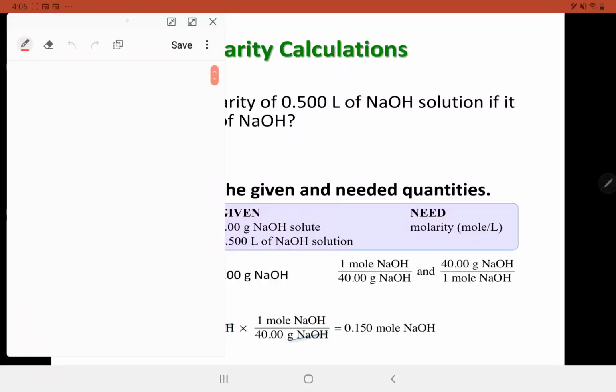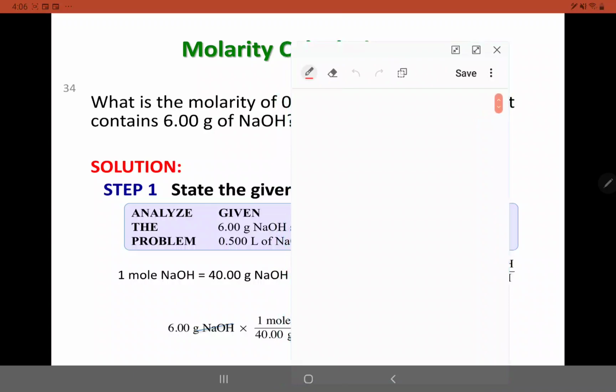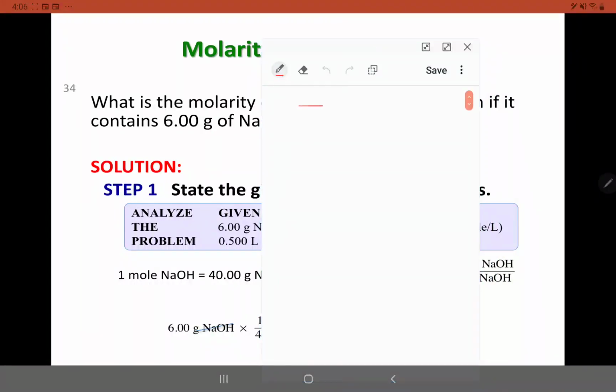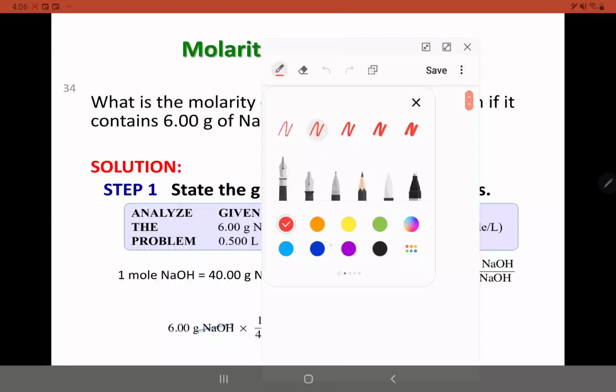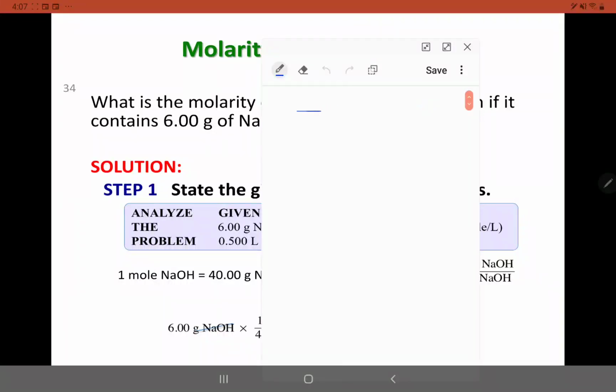Let's write down the terms that you have. You have half a liter of sodium hydroxide solution, and it contains 6 grams of sodium hydroxide. That is important information. Everything that you do is for sodium hydroxide. They want us to calculate the molarity.